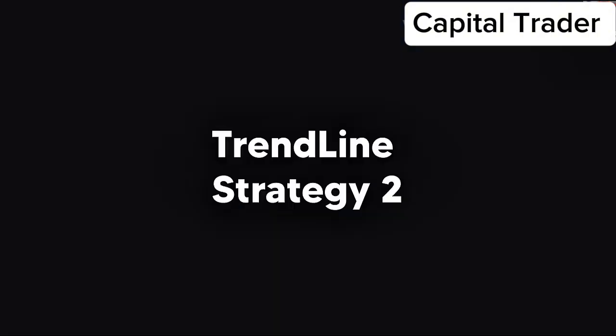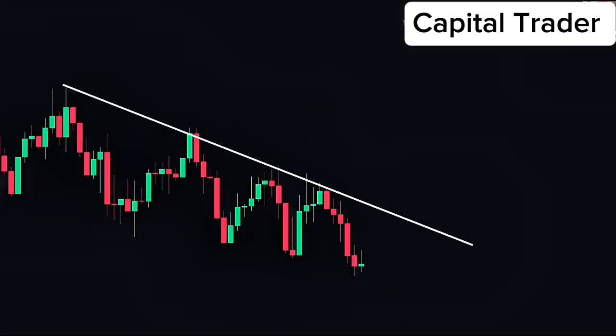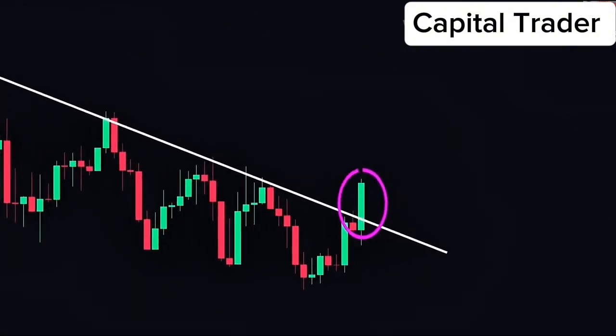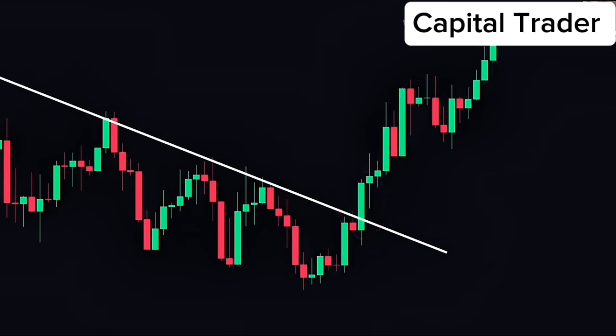Now, let's understand our next trend line strategy, which is designed to give us even more profit. How does this strategy work? The method is absolutely simple. Suppose we have a trend line showing a downtrend. If the price breaks the trend line and moves upwards, the trend changes to an uptrend, because when the trend line breaks, it means the existing price structure is breaking.